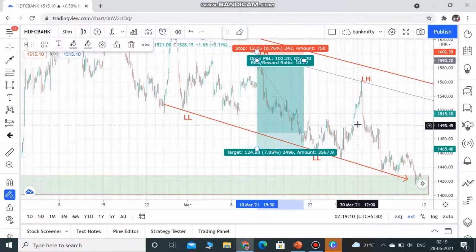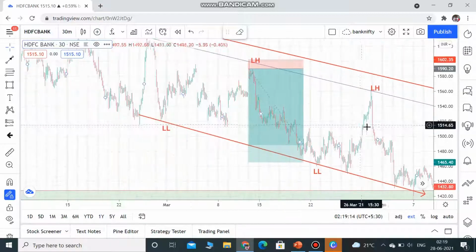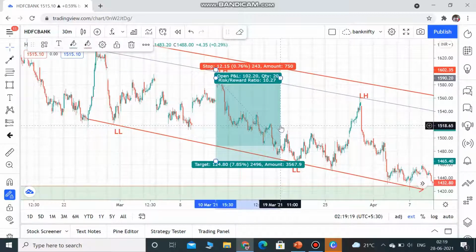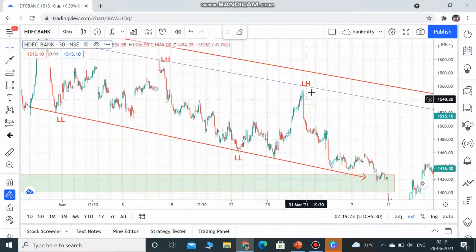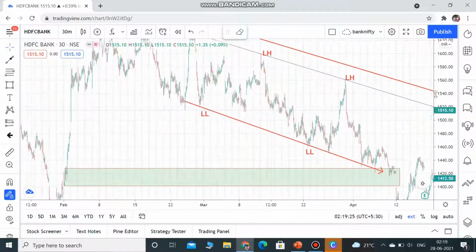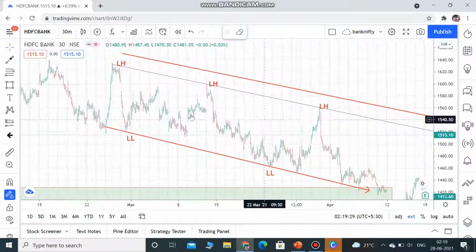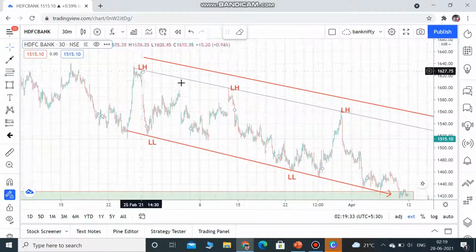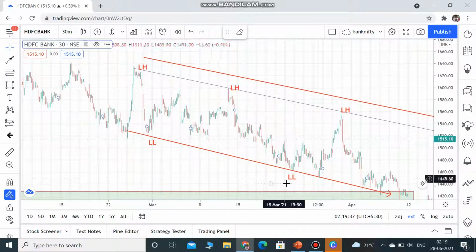Do watch my lower low and lower high concept. I've explained it very well. So this is just an overview on how to trade on it. Once you see a lower low, you have to trade till lower high. So you can also buy as well. Where do you have to buy and sell? Whenever it reaches my trend line.